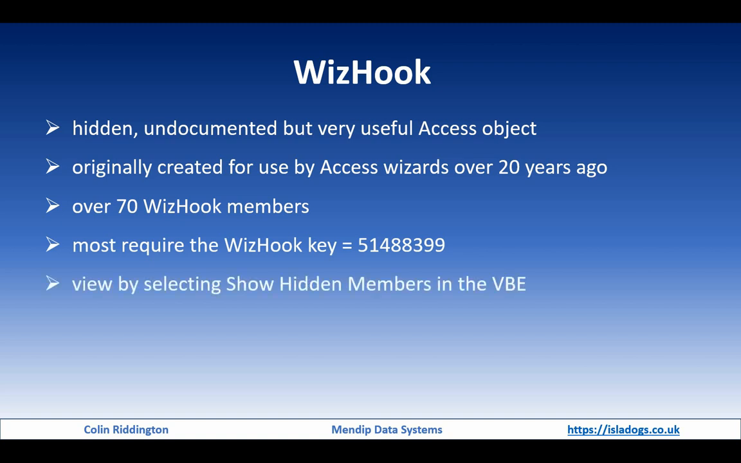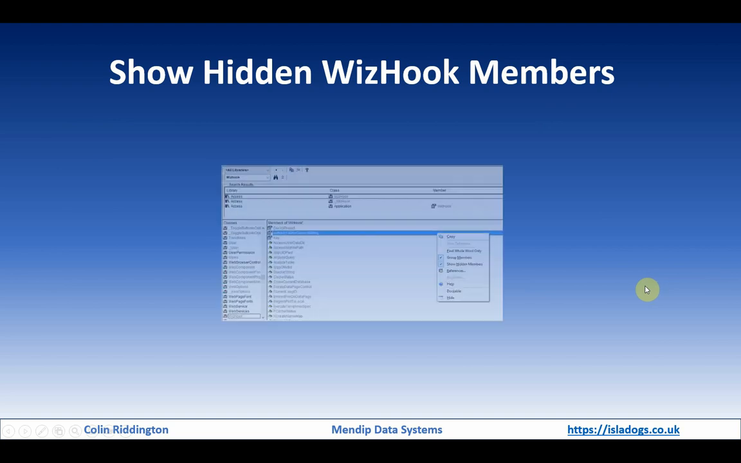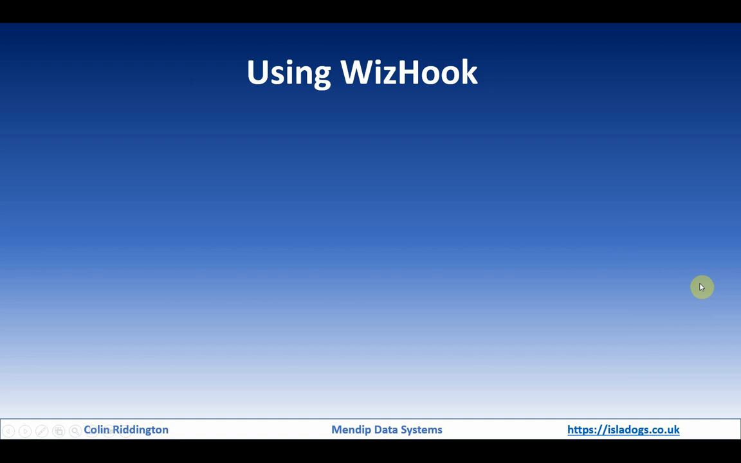To view it, as I say, it's a hidden object. You need to show hidden members in the VBE, and I realise you won't be able to see that, so let me just enlarge that. And only when you show hidden members by ticking this here will you actually see this list of items. I'll show you that in a second when we open Access.